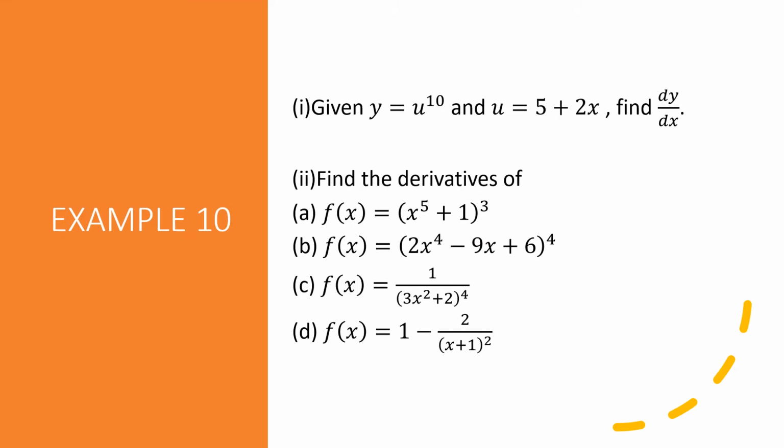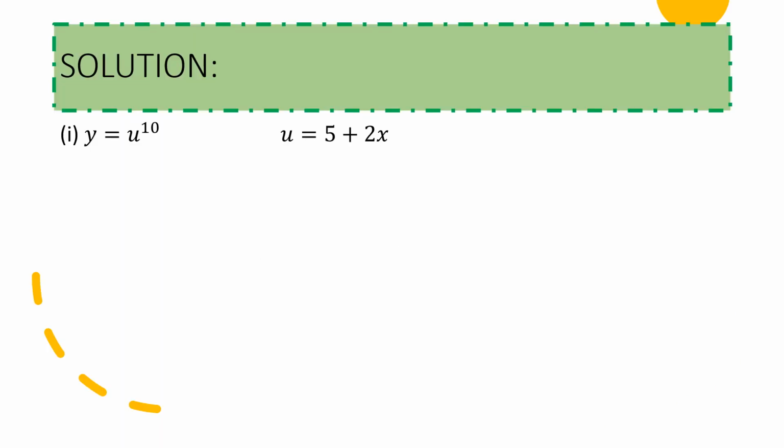Example 10. Number 1. Given y equals u power of 10 and u equals 5 plus 2x, find dy/dx. Number 2. Find the derivative of the following function. Number 1. Given y equals u power of 10 and u equals 5 plus 2x.